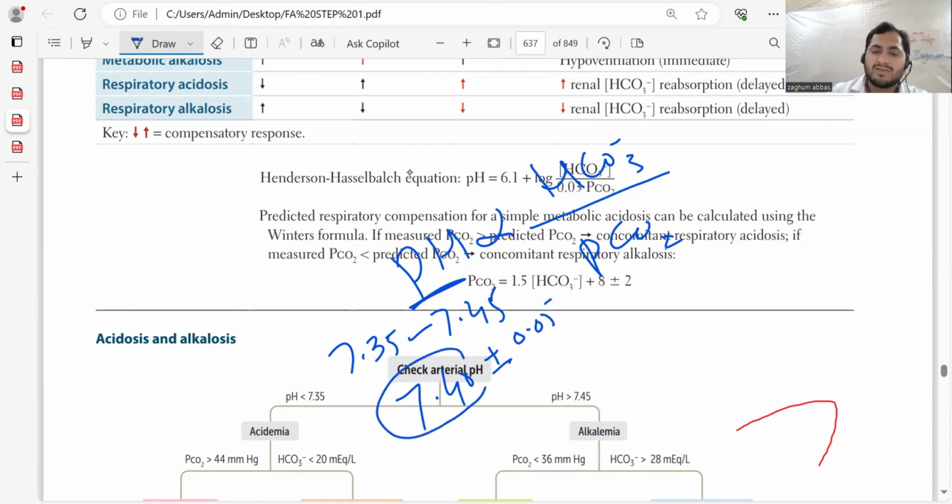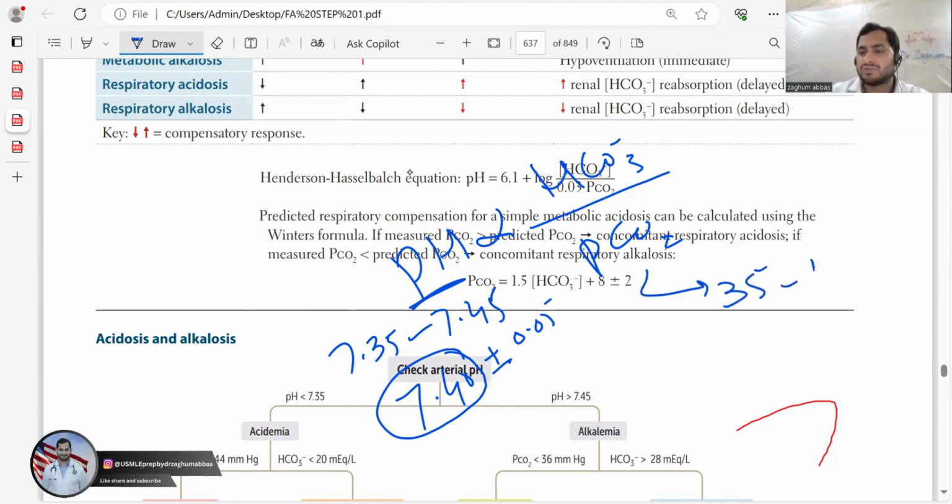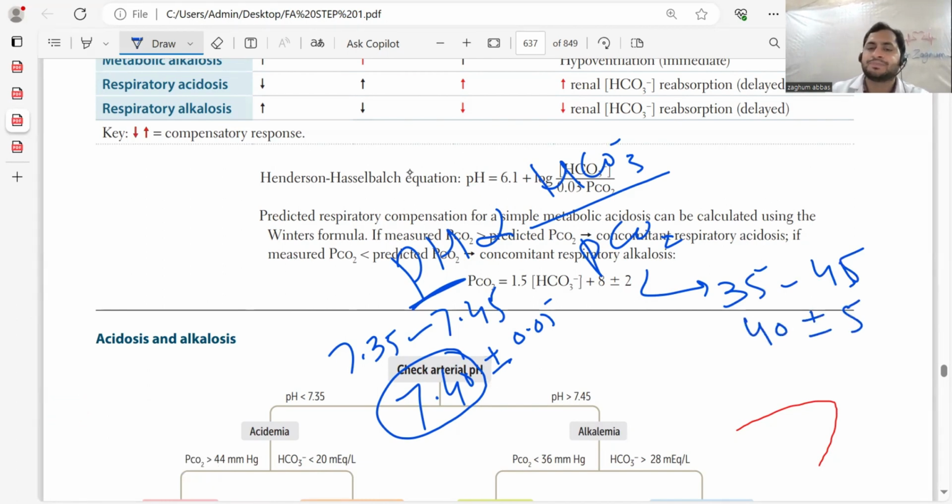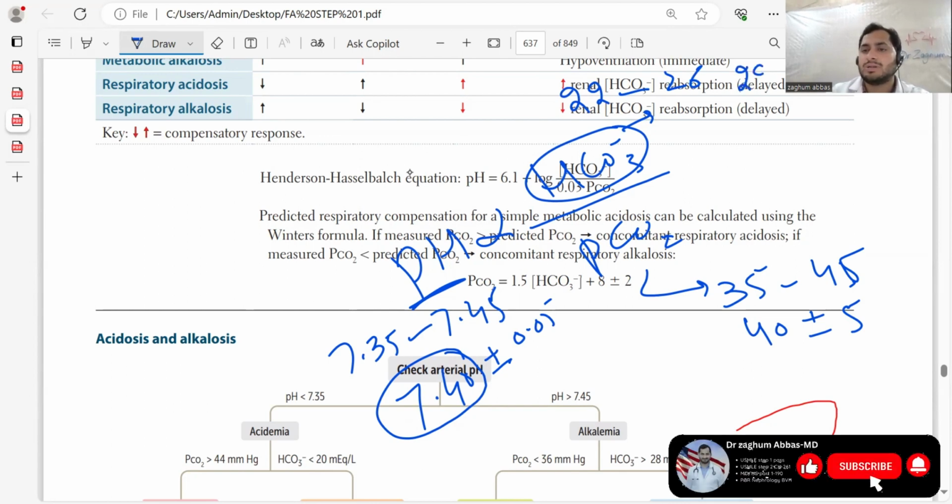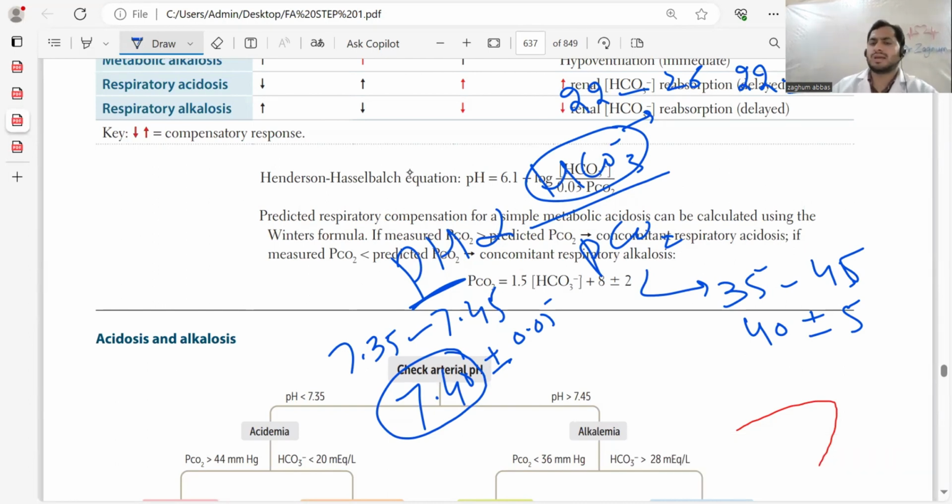Remember just 7.40. For carbon dioxide, remember it is from 35 to 45. You can take the average 40 plus or minus 5. For bicarbonate, it is from 22 to 26. You can take the average 24 plus or minus 2, or it can be 22 to 28. So these are the ranges.